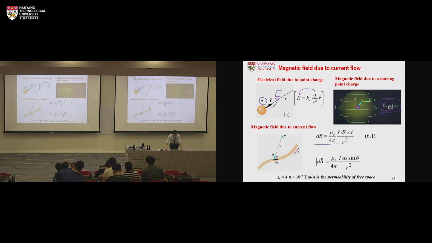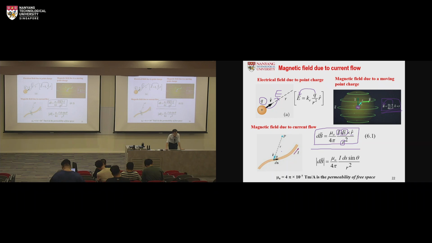And you will find out this is B due to a current flow I inside a wire of length ds. And of course, the distance r is always relevant. So this is how you can build up this magnetic field B due to a current flow I. And again, this simple formula is only valid when all those parameters are uniform.